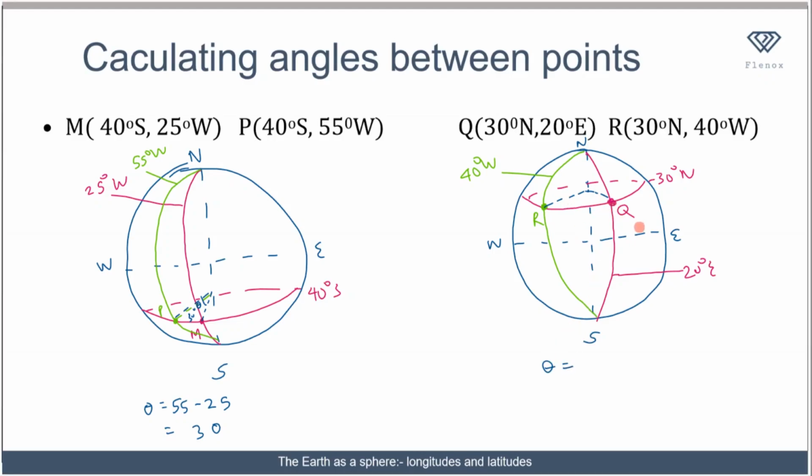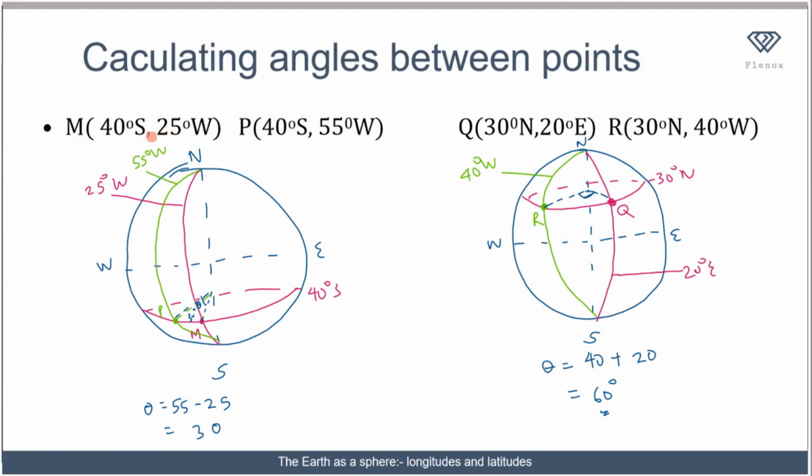I'm just going to sum up those angles. So it's just going to be what? The one in my west, which is 40, plus the one towards my east, which is what? 20. So 40 plus 20 gives me what? 60 degrees. So the angle between these 2 points is what? 60 degrees here.